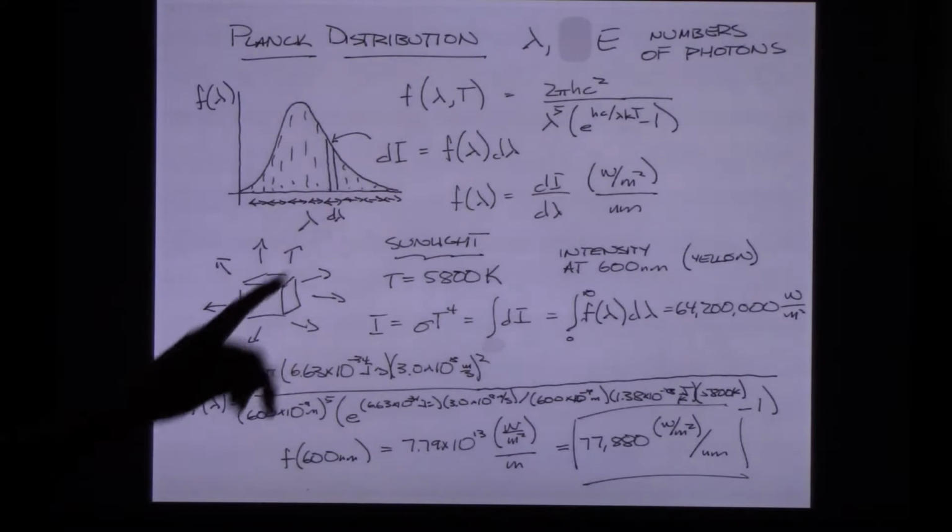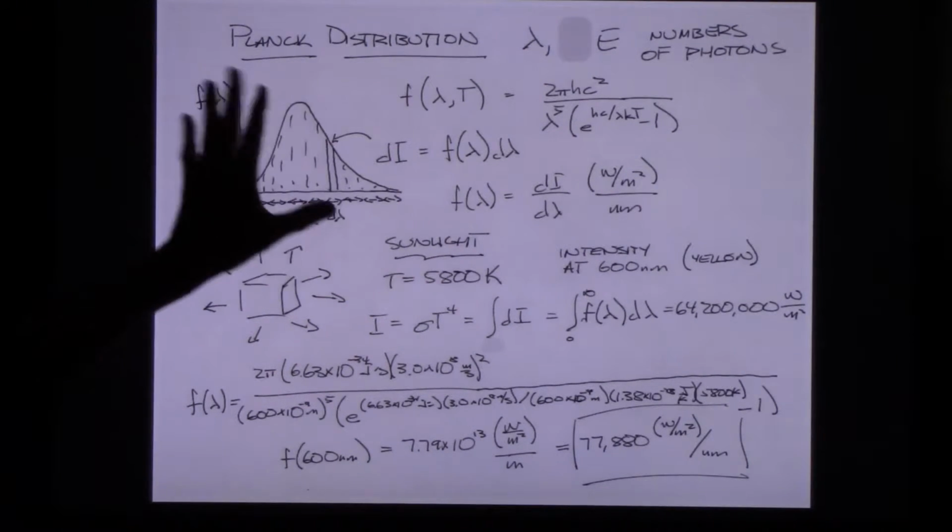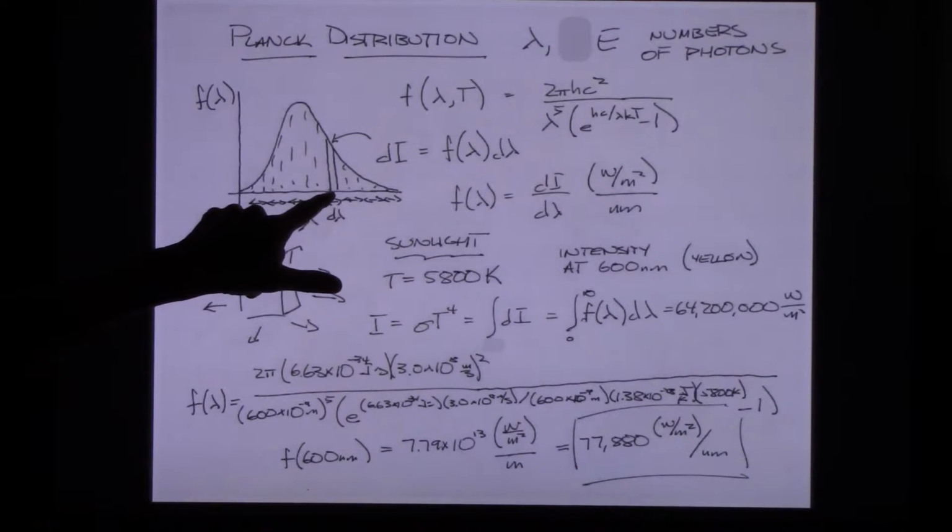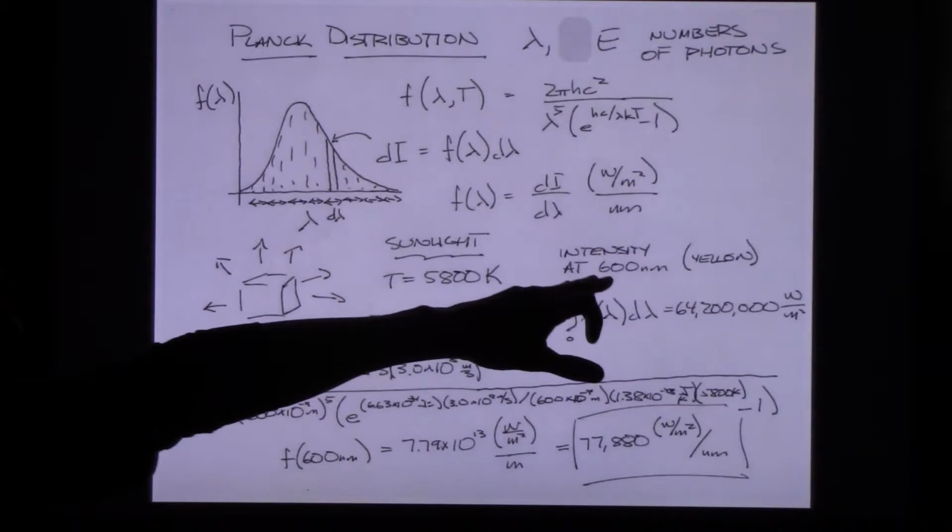But right now what I want to do is take this function that we've defined, this one right here, and say, let's look at one particular wavelength. Let's look at a wavelength of 600 nanometers.